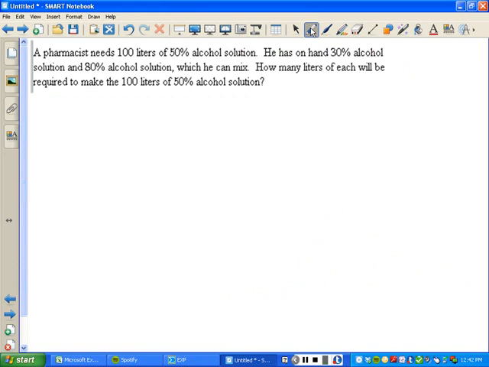All right. A pharmacist needs 100 liters of 50% alcohol, but he only has 30% and 80%. What's he supposed to do? People are going like this. Order the 50%. Order what you need. How many liters of each will be required to make the 100 liters of 50% solution?